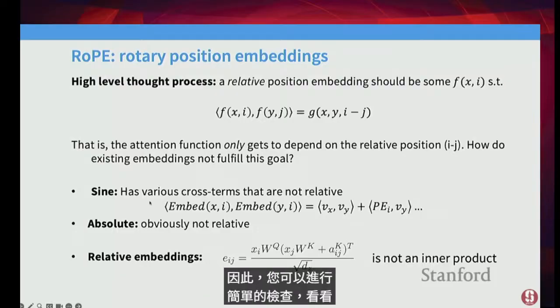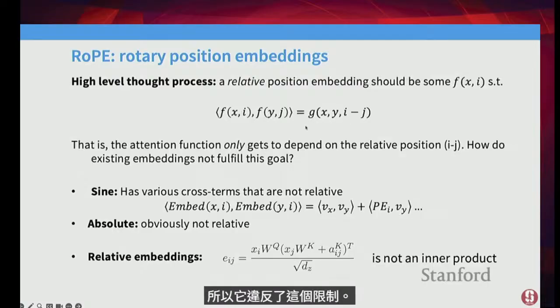And so you can do a brief check and see, okay, what happens with signs? Well, you get these cross terms that are not relative, so you do still leak absolute position information. Absolute positions, like it's in the name, it's not a relative position embedding. And relative embeddings, well, it is relative, but it's not an inner product, so it sort of violates this constraint.